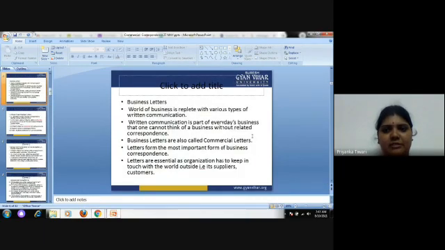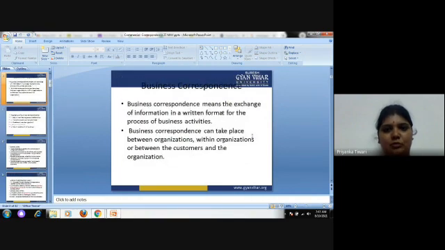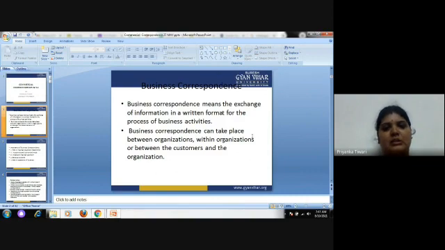We have covered the points of business correspondence letters, and we have discussed all points regarding business correspondence. Business correspondence means the exchange of information and ideas in written format for the process of various activities in business. Business correspondence can take place between organizations, within organizations, or between customers and the organization.